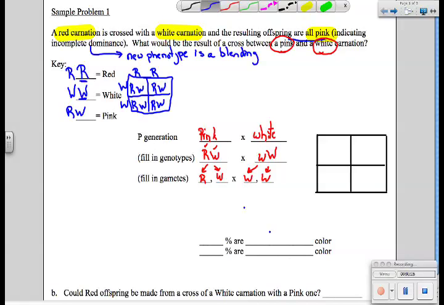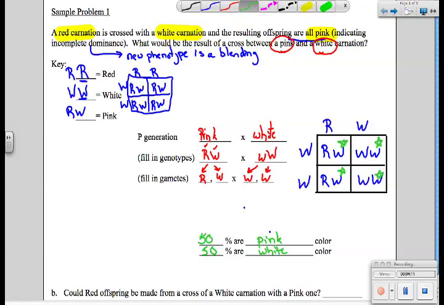The gametes from one parent go across the top. The gametes from the other parent go down the side. Now let's do our cross. And then let's analyze our results. I can see here that this offspring is going to look pink. Another pink offspring. So I have 50%, or 2/4, that have a pink color. I also have 50%, or 2/4, that are white.